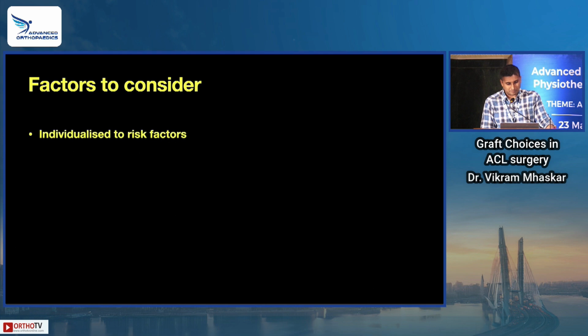So, factors to consider. Individualized risk factors. Each patient is different. Each patient's activity levels are different. Requirements are different. So you need to cater to him based on what he plans to get back to. The anatomy of the body. So we know the foot is also involved. There are multiple other joints which basically influence your knee joint. So don't neglect them. Focus on them too.